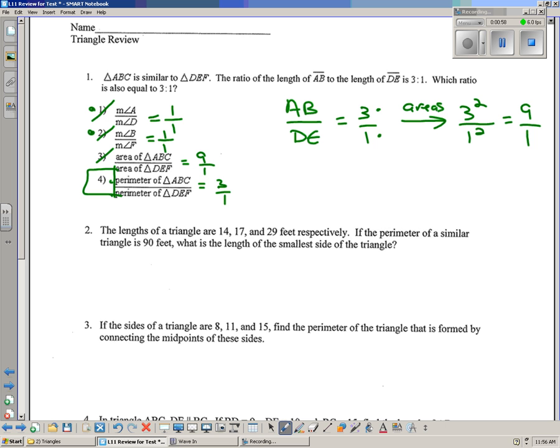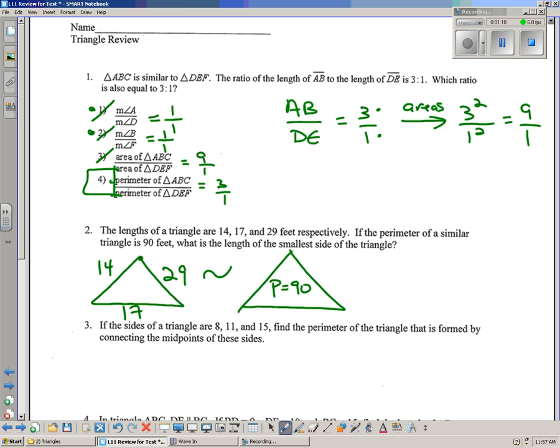Number 2 says the lengths of a triangle are 14. It should really say the length of the sides of a triangle. The lengths of a triangle are 14, 17, and 29, respectively. It says if the perimeter of a similar triangle is 90 feet, what is the length of the smallest side? So here's a similar triangle, and we know the perimeter is 90. And if they give us the perimeter of the other triangle, we need to really get the perimeter of the first triangle. So 14 plus 17 plus 29 comes out to be 60.